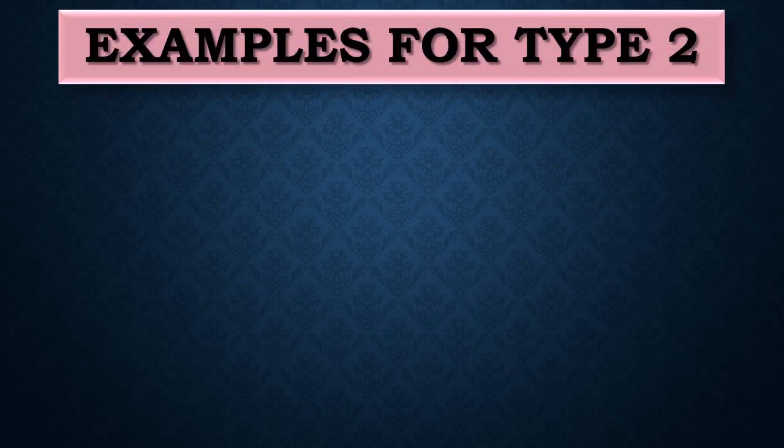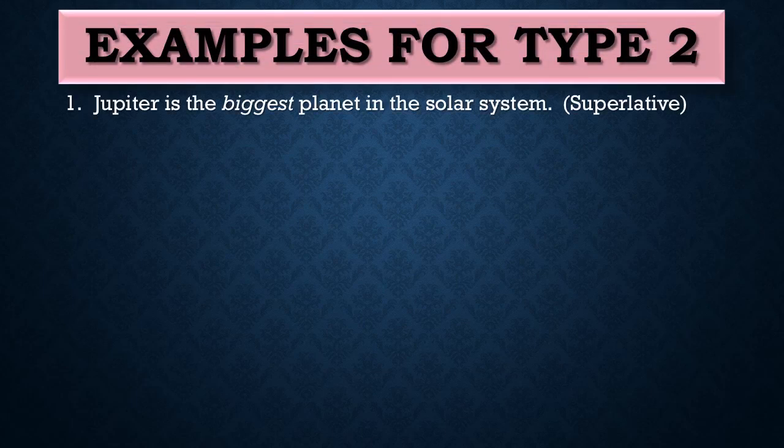Let's make it clear with more examples. Let us take the example, Jupiter is the biggest planet in the solar system. Since biggest is there, it is in the superlative degree. Okay, first let us change into comparative degree.